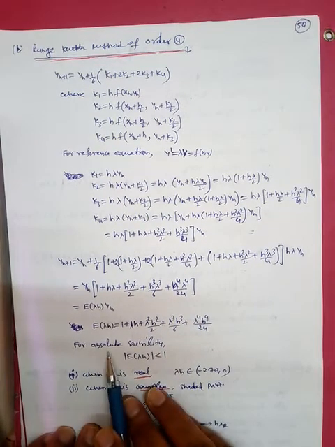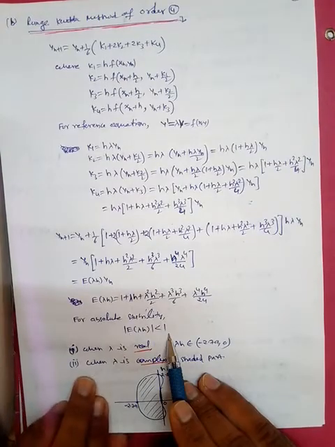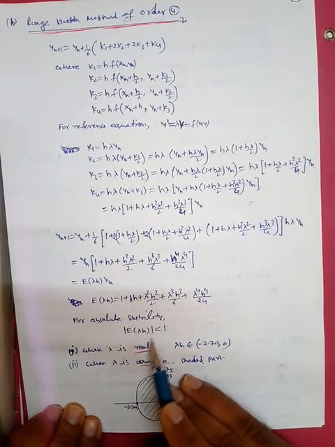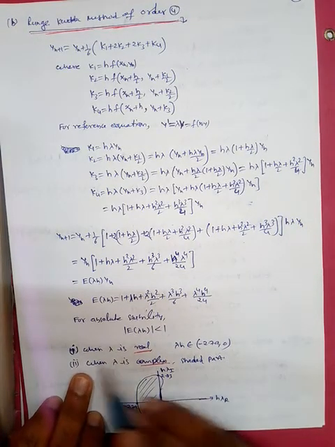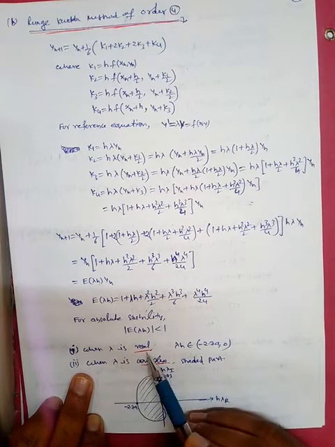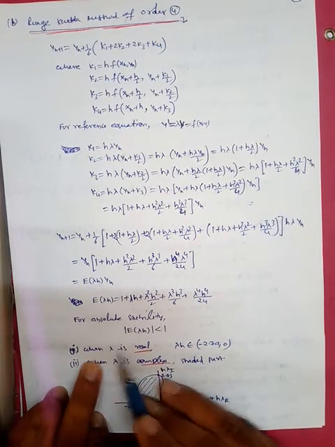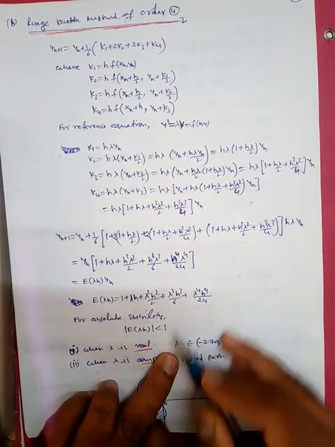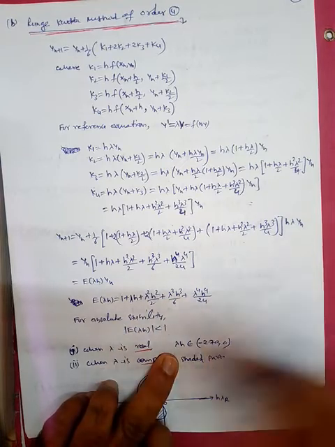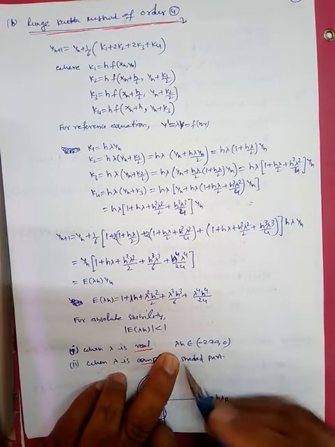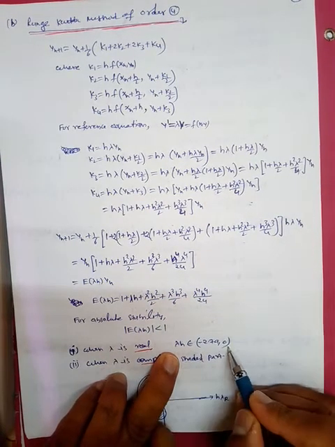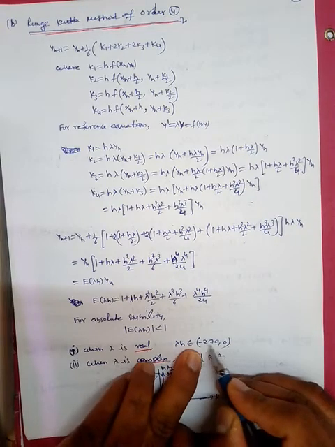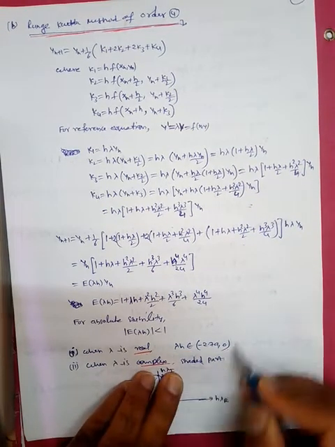Now for absolute stability, this is the criteria: magnitude of e to the lambda h should be less than 1. Now again we have two cases, when lambda is real and when lambda is complex. When lambda is real, then after simplification, because this is very difficult to solve manually, after solving this, what will be the interval? Lambda h belongs to minus 2.79 to 0. This will be the criteria.